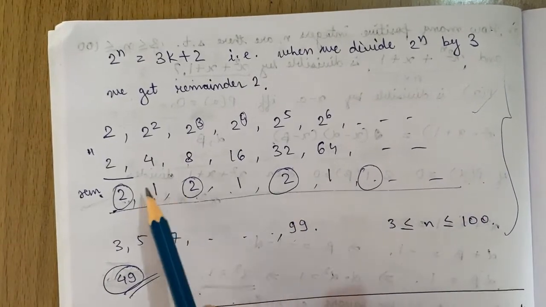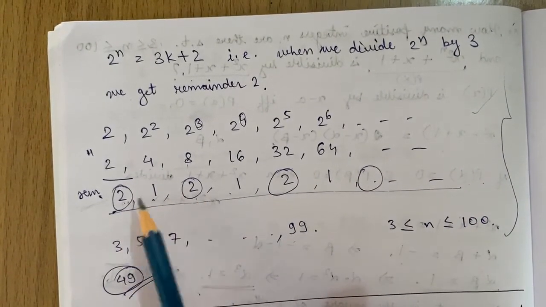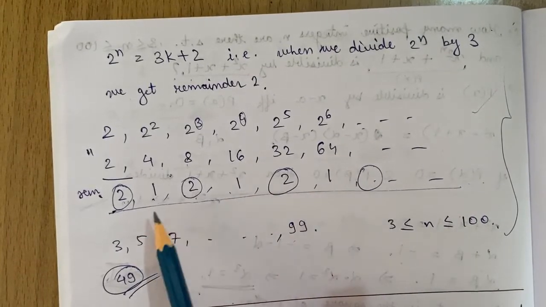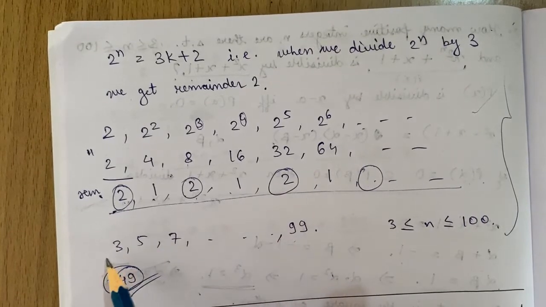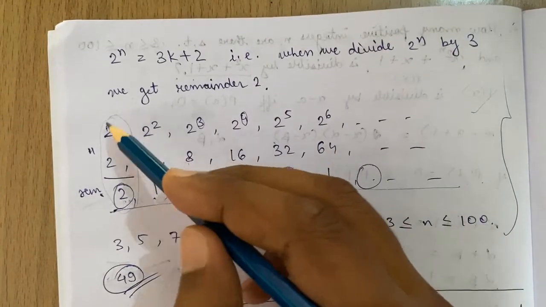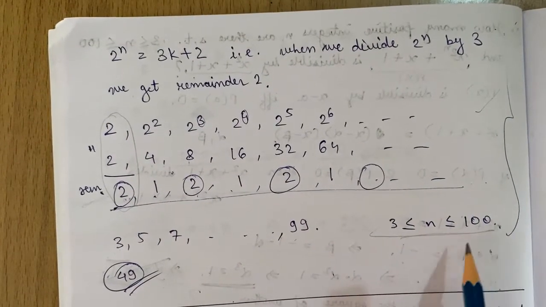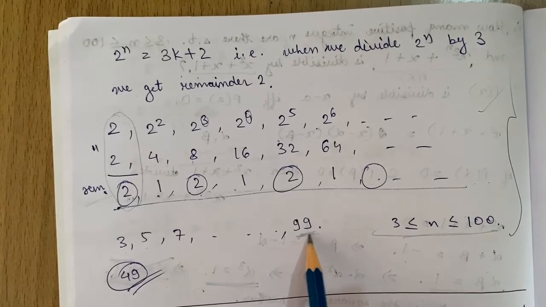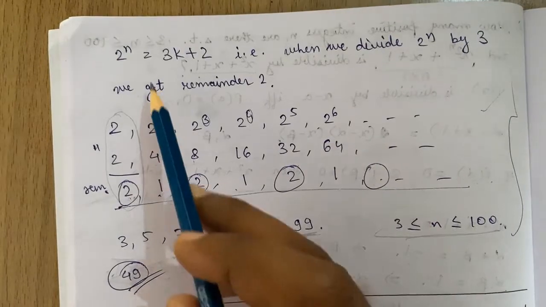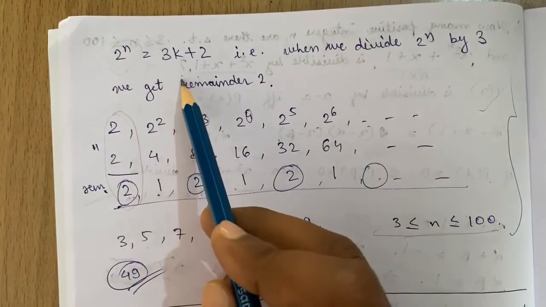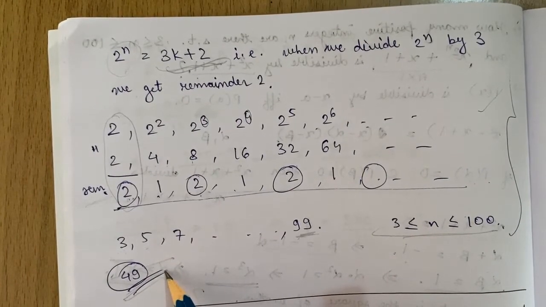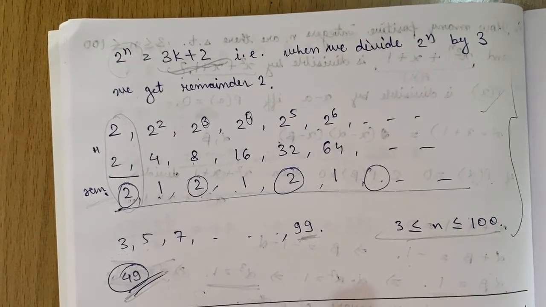So with every alternate power we get the remainder 2, and with every alternate power we get the remainder 1. So if we set n equal to 2, 1 is not possible because n is in the range 3 to 100. So if we set n equal to 3, 5, 7 or so on till 99, we will get a value of n such that 2 to the power n leaves the remainder 2 when divided by 3. So there are 49 possible values for this. So 49 is the final answer.